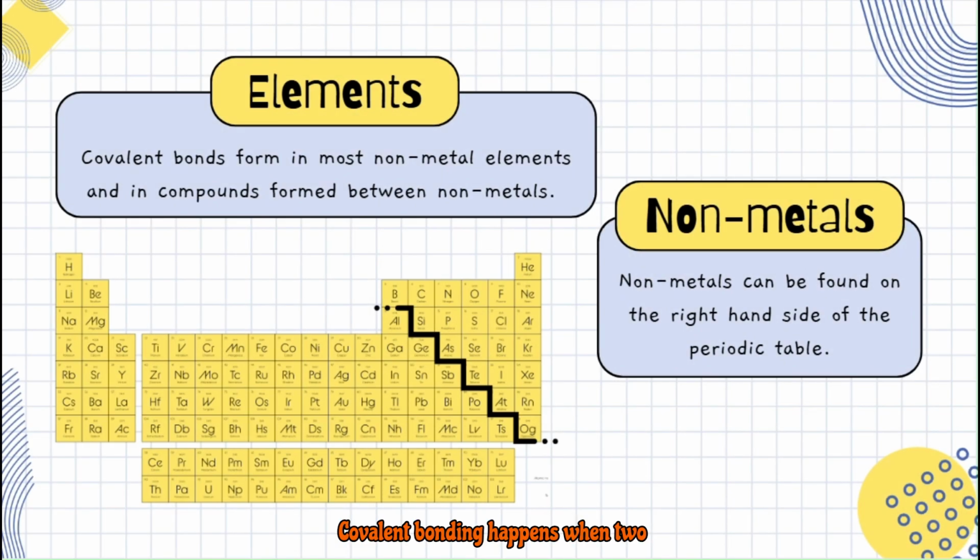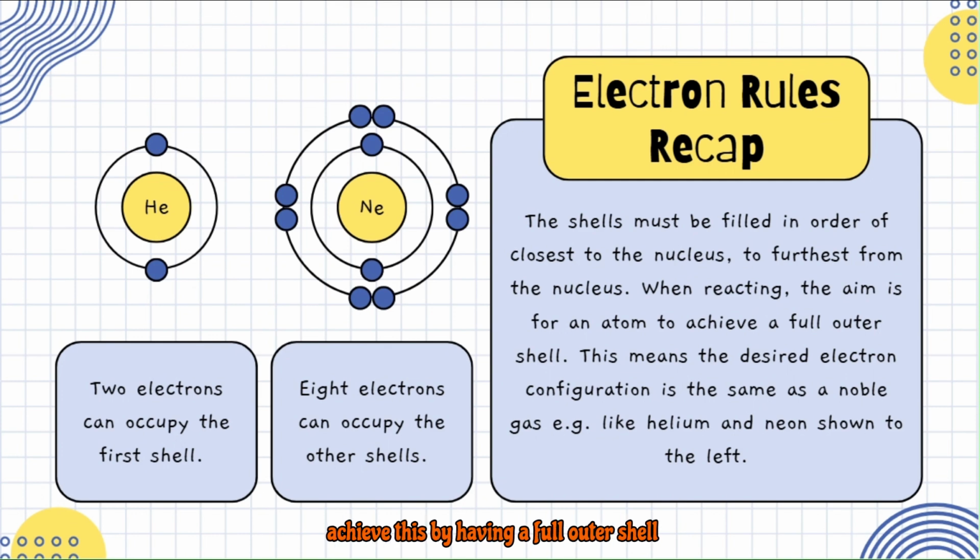Covalent bonding happens when two nonmetal atoms share pairs of electrons. But why do they do this? Well, atoms want to be stable, and they achieve this by having a full outer shell of electrons. This means the desired electron configuration is the same as in noble gases, which are placed in group 8 of the periodic table, like helium and neon.